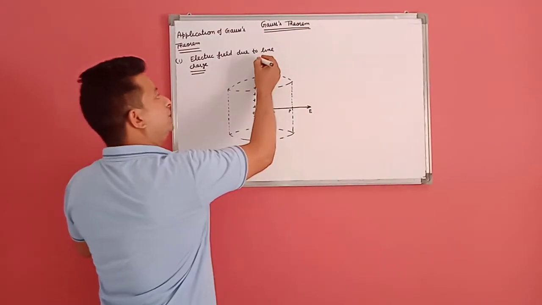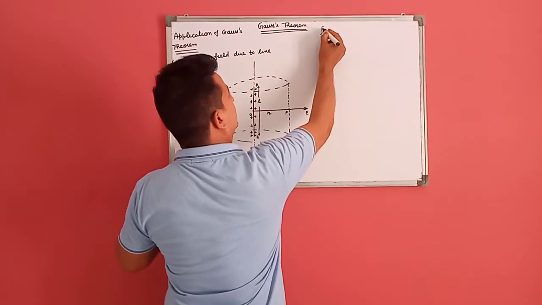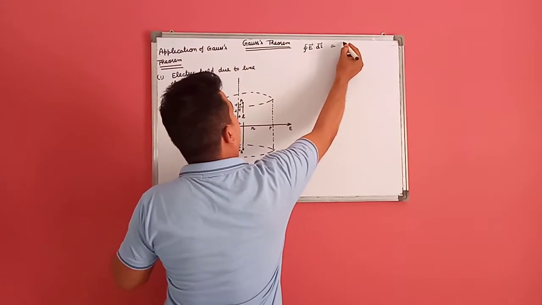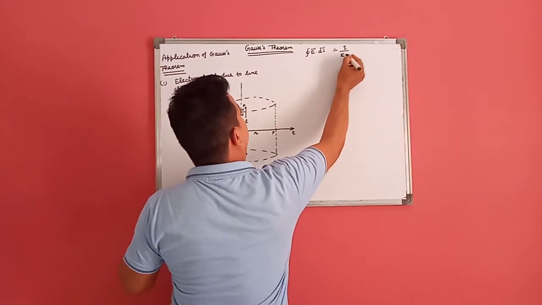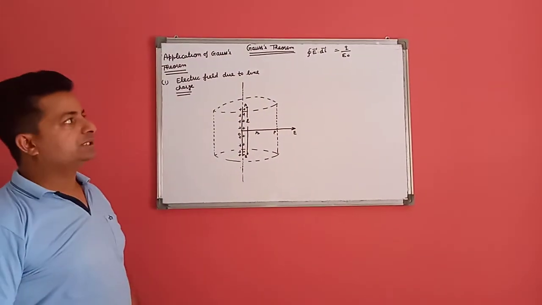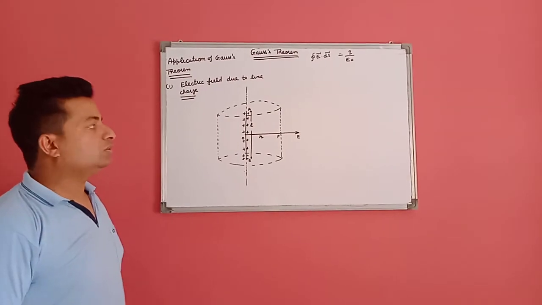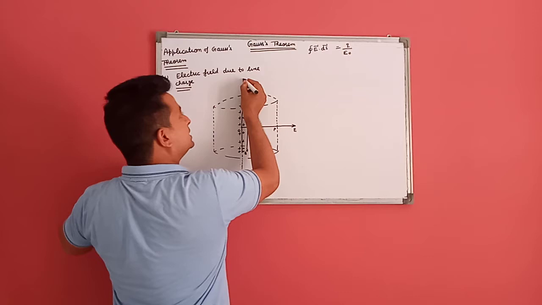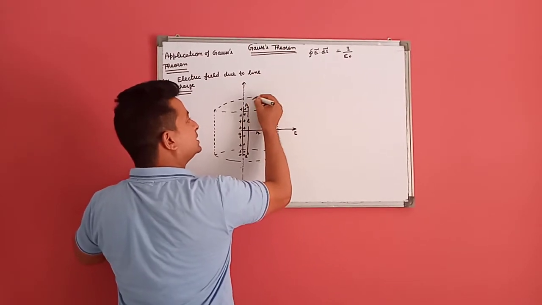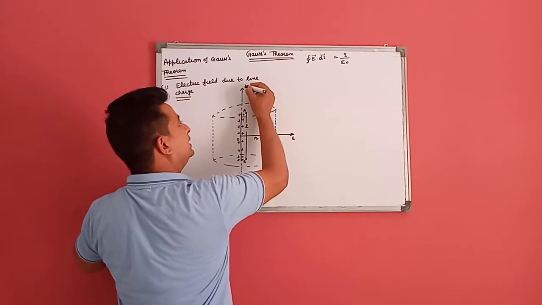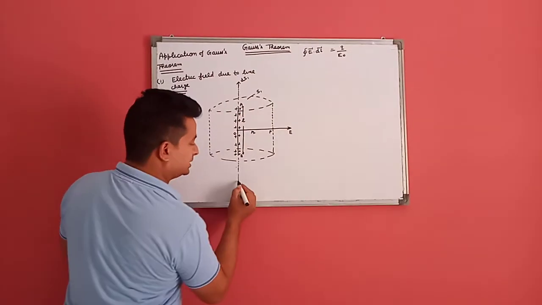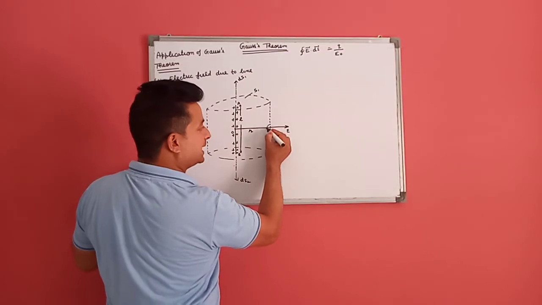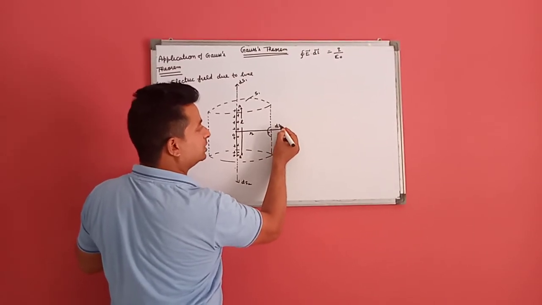According to Gauss theorem, closed integral of E dot ds is equal to Q by epsilon naught. Q is the charge enclosed and epsilon naught is the constant. If we open this figure, this is the surface S1 and its area is ds1. This is the surface S2, below, with area ds2. This is the surface S3 and its area is ds3.